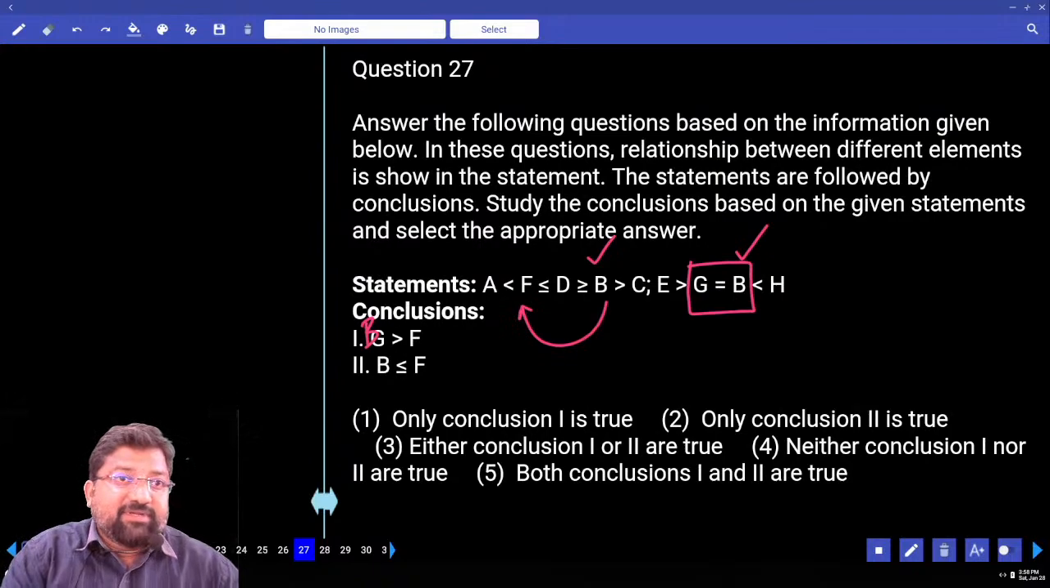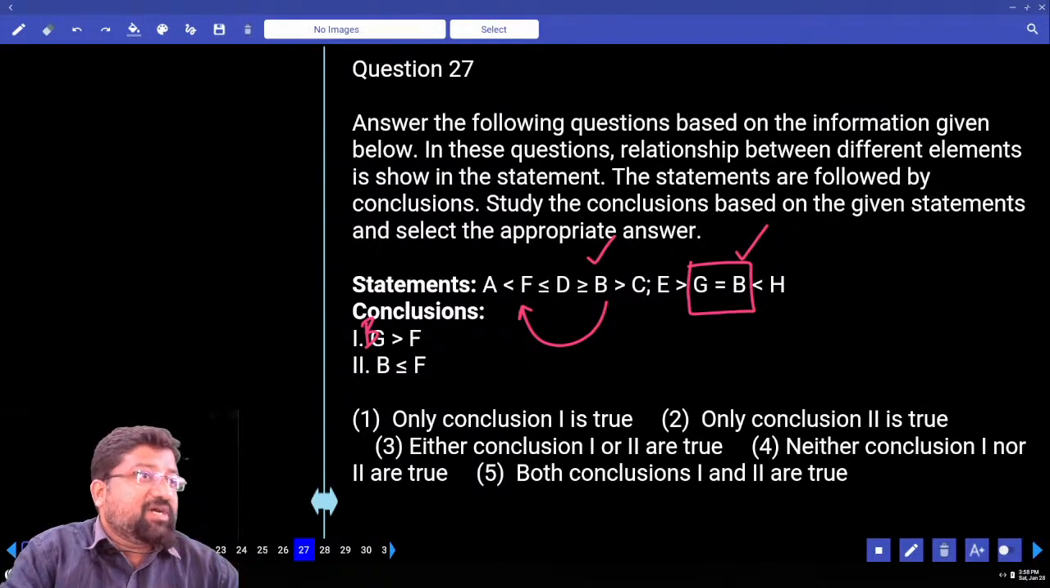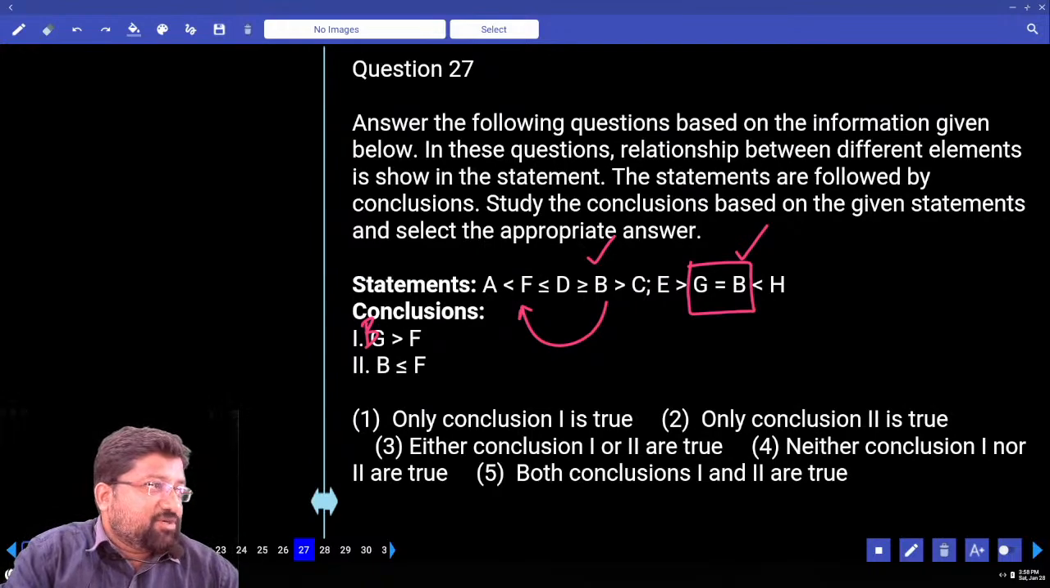What's the answer? Cannot be determined. When it is cannot be determined, how many possibilities? 3 possibilities. When there are opposite symbols between 2 letters, how many possibilities? 3 possibilities. This B can be less than, B can be greater than, or B can be equal to. All the 3 options are present in these 2 conclusions. Yes or no? Then what should be my answer? Either 1 or 2.